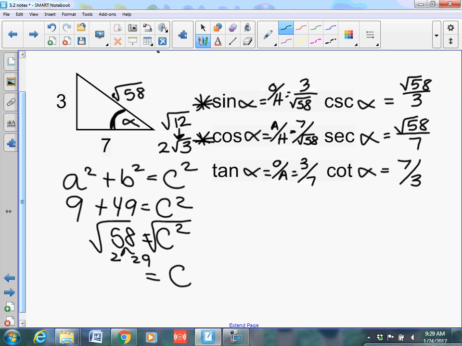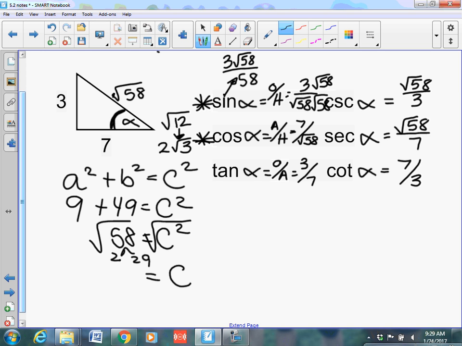Why? There's a radical still in the denominator. I need to simplify it. I need to multiply the top and the bottom by the square root of 58, correct? All right, get rid of the radical. And I'm running out of room. I don't even know where to put this. Isn't it going to be, for the final answer for sine, 3 square root of 58 over the square root of 58 times the square root of 58? Isn't it just 58?